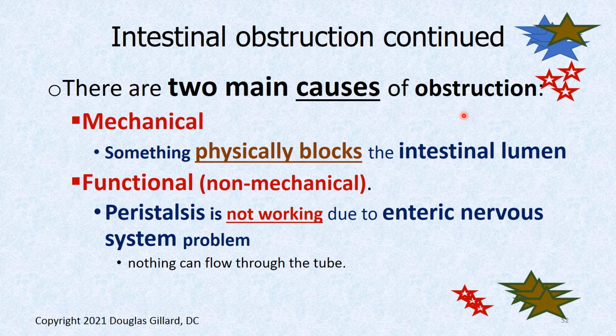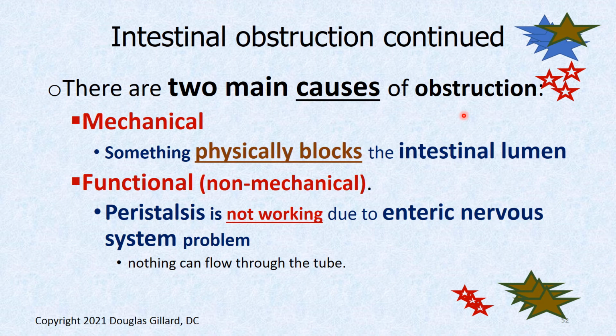Okay, there's two main causes of obstruction. So you can have a mechanical blocking of the pipe, like a tumor, like we drew. There's something physically blocking the flow of fecal material through the pipe.